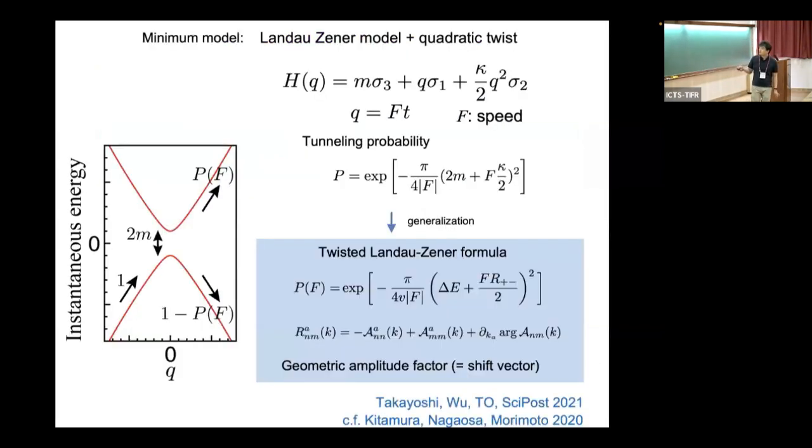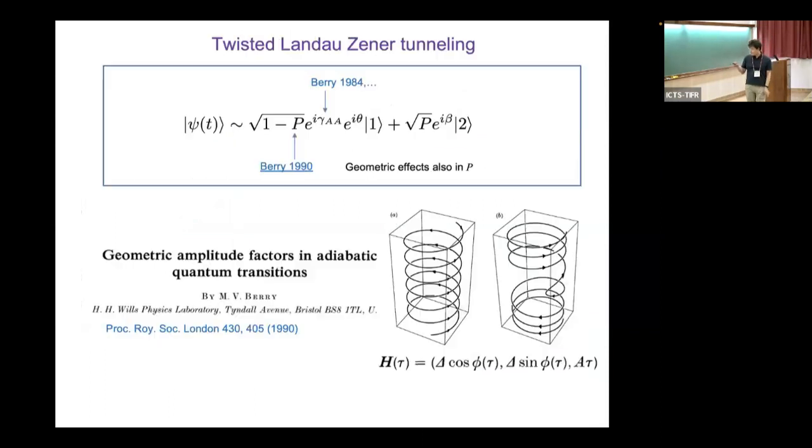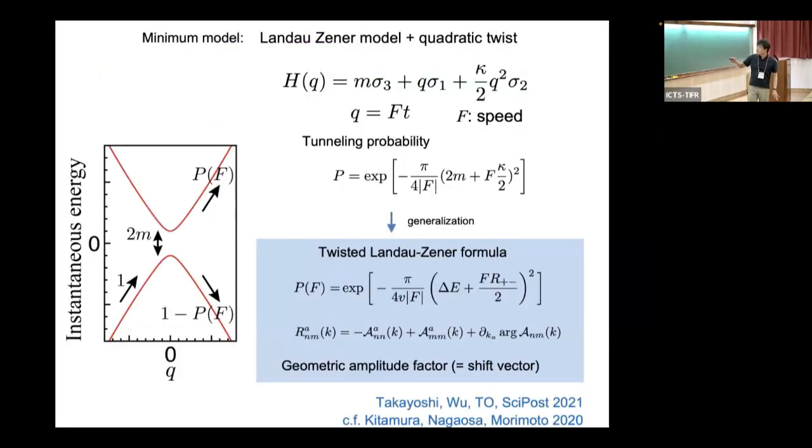Actually, this problem was a little bit complicated. We can even make it simpler, to this Hamiltonian. I think this is the minimum model to study this geometric effect of Berry. As you can see, Q is F times T, so it's the time parameter. So this is a good picture. Q is our parameter. We have two bands, 1 and 2. We're interested in the tunneling from this band to the upper band.